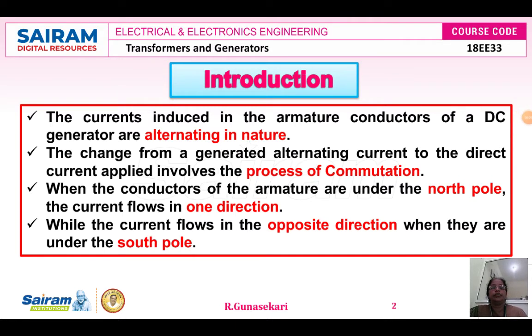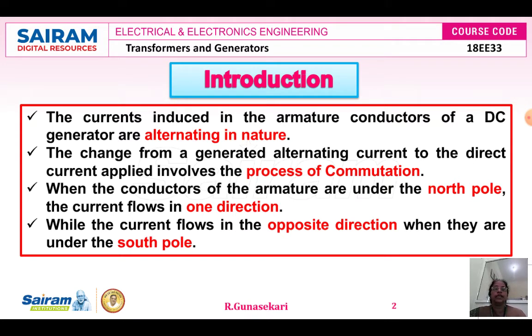Now we studied the introduction to the commutation process in DC generators. Generally, the current induced in the armature conductors in DC generators is alternating in nature. The change applied to convert the generated alternating current to direct current involves the process of commutation.